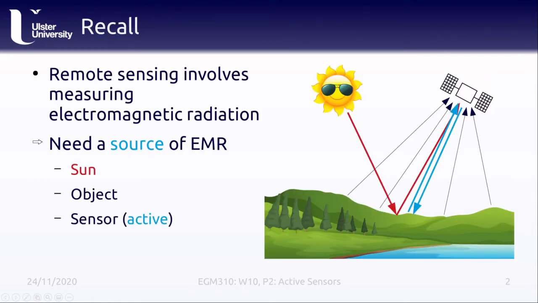In the previous lesson, we learned that remote sensing typically involves measuring electromagnetic radiation. In order to measure electromagnetic radiation, we need a source of electromagnetic radiation. The previous lesson covered sensors where the source of electromagnetic radiation was the sensor itself, that is, active sensors. In this lesson, we'll learn about sensors that record energy that has been reflected by the sun or emitted by the Earth's surface, called passive sensors.